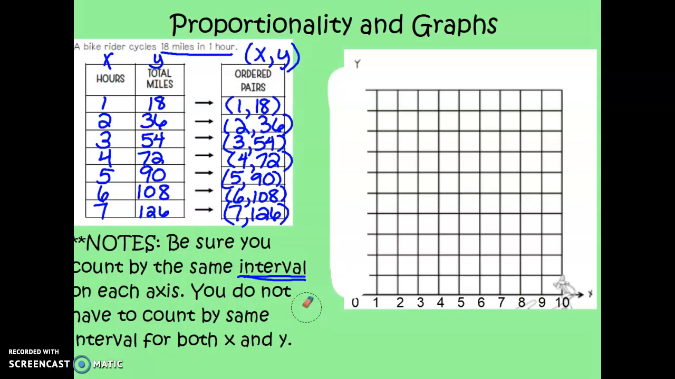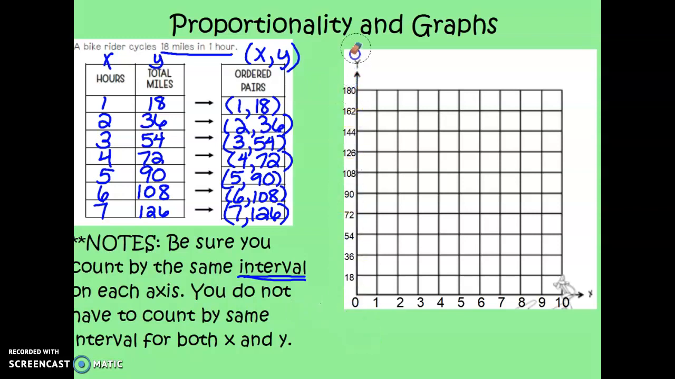And you guys go ahead and number yours on your paper that you picked out. Then my intervals for my y-axis, I've numbered by 18, because 18 miles each hour is what it's going to begin to increase by. And as you noticed in our table, we increase by 18 each time. So I've numbered by 18s. Again, you can go ahead and take the time to fill in your table.